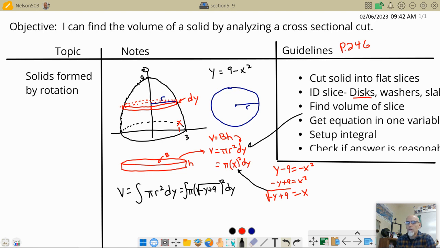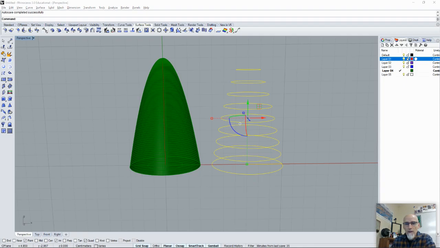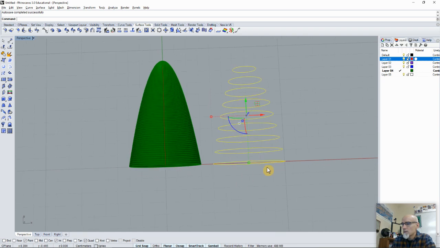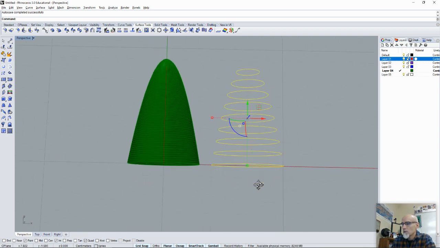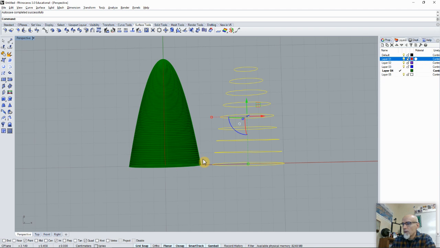Okay. Now, when we think about these slices, how much time do I have left? Okay, I've got enough time. When I think about these slices, where was the biggest slice down here? This biggest circle is at the bottom, and then it gets a little bit smaller, a little bit smaller, until it gets to the top, right? So we're slicing across the y-axis.